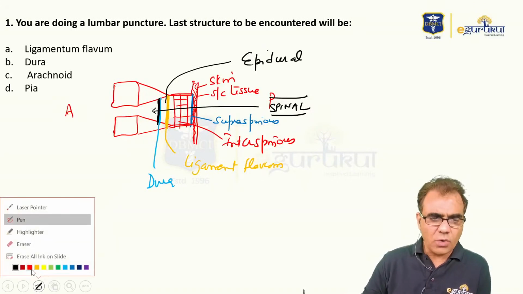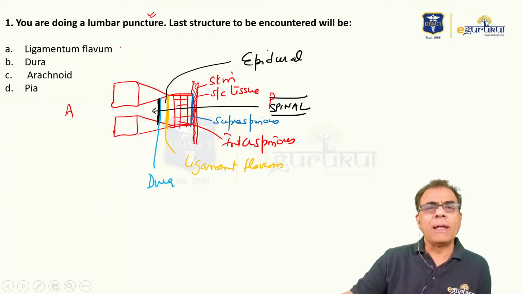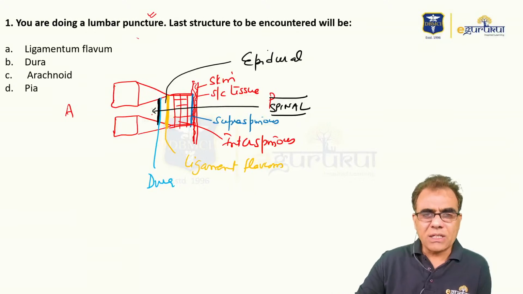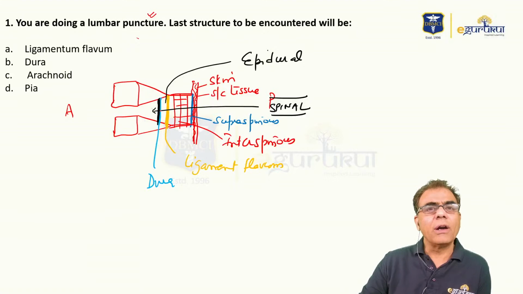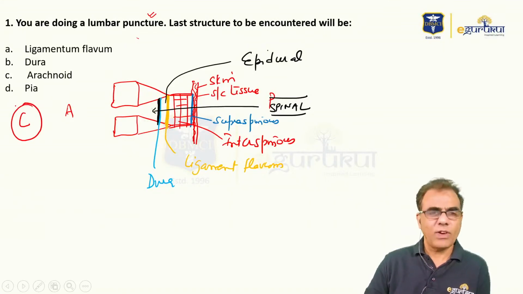Now here the question is, you are doing lumbar puncture. Lumbar puncture means spinal. So last structure to be encountered will be arachnoid. So it is subarachnoid. So last structure will be arachnoid. Fine.